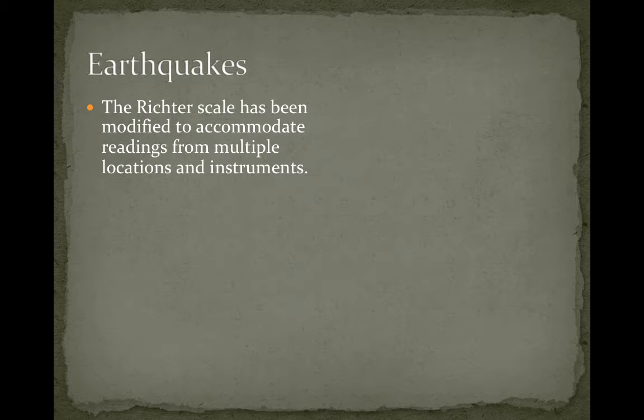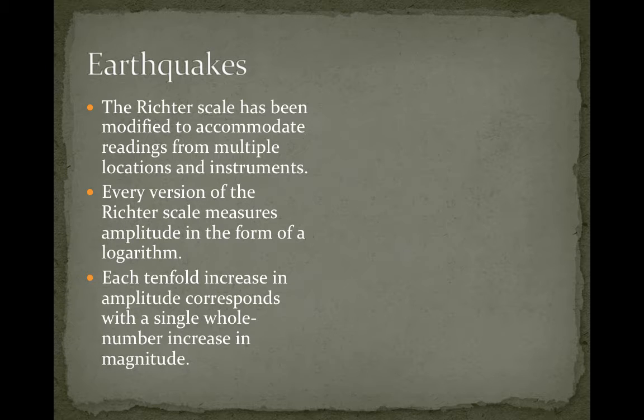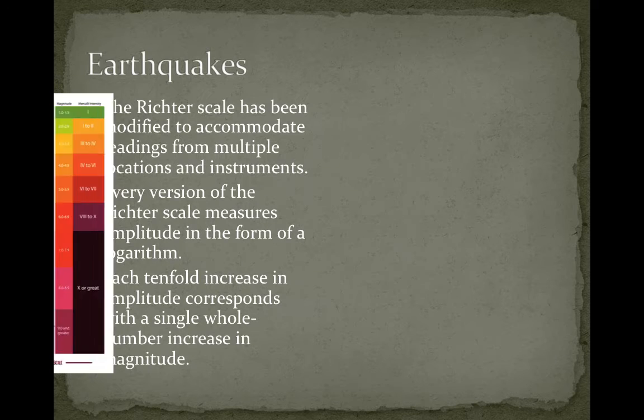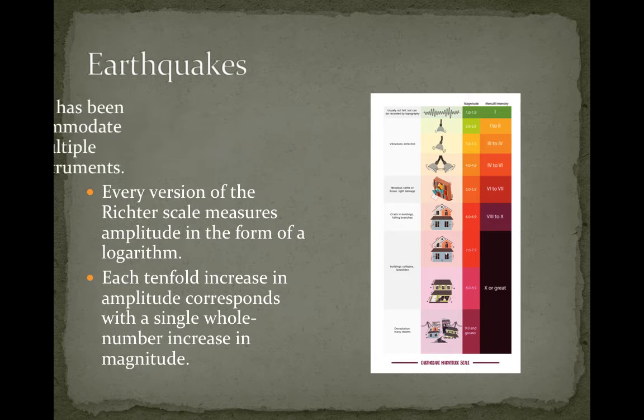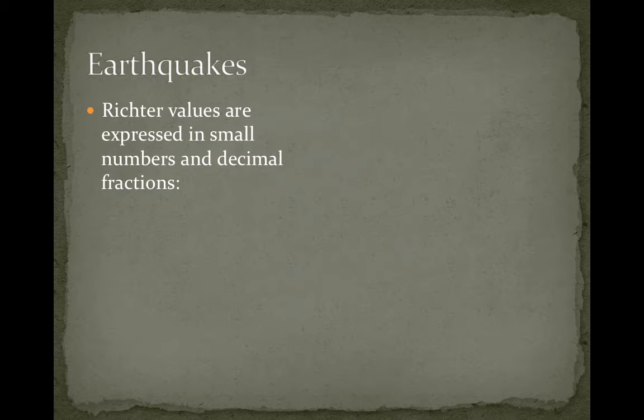The Richter scale has been modified to accommodate readings from multiple locations and instruments. Every version of the Richter scale measures amplitude in the form of a logarithm, and each tenfold increase in amplitude corresponds with a single whole number increase in magnitude. Richter values are expressed in small numbers and decimal fractions.